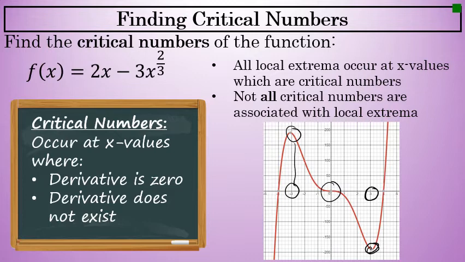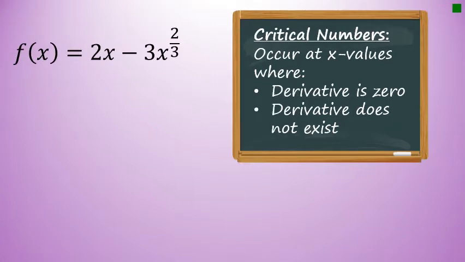Now that we know what critical numbers are, let's find the critical numbers of f of x equals 2x minus 3x to the 2/3 power. Since critical numbers occur at x values where the derivative is 0 and where the derivative does not exist, a good place to start is to first find that derivative. This function has two terms, and I can use the power rule to differentiate each term individually.